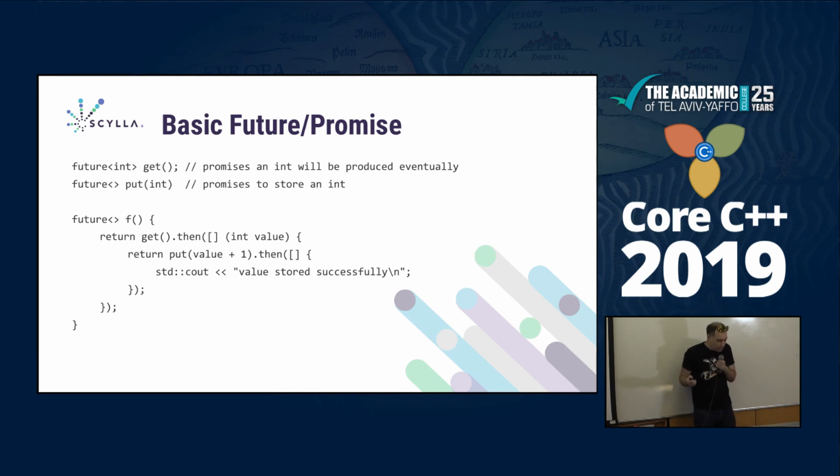So here we have a complex calculation, and we have a function f, and what it does is it reads the value from disk or wherever, and calling get returns immediately. It doesn't wait for the disk operation to complete.